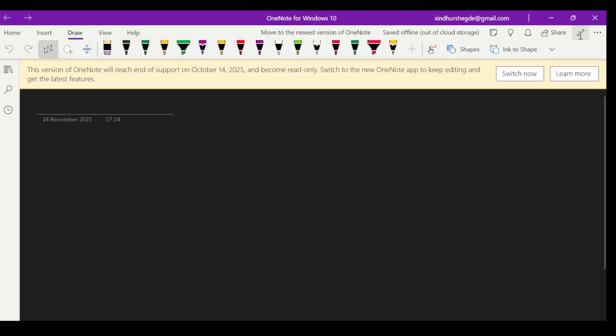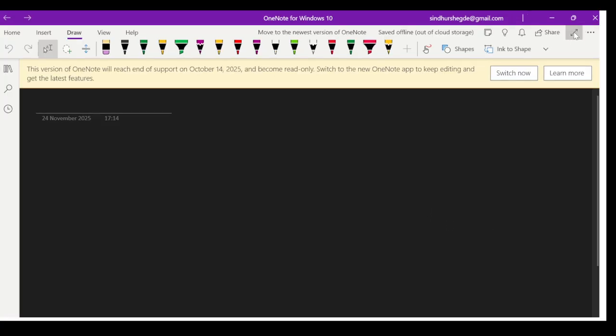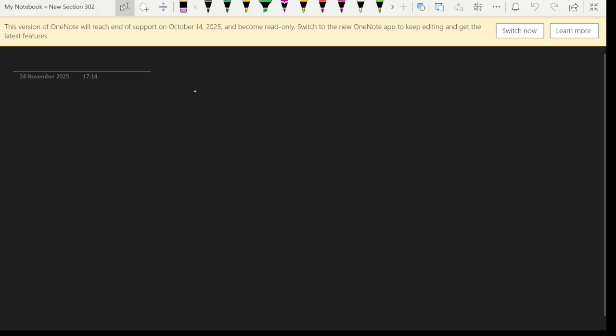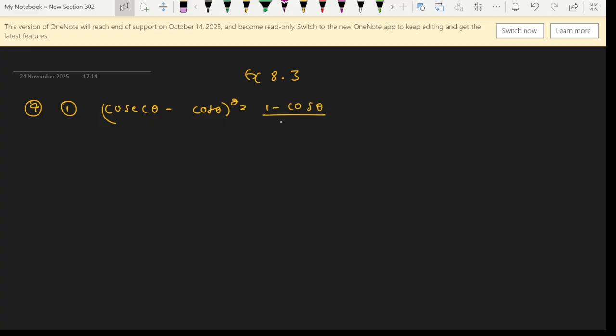So today we are going to discuss the problems related to exercise 8.3 from trigonometry, which is all about proving some important equations. The first problem from the fourth main: we have to prove that (cosecant theta minus cot theta) whole square is equal to (1 minus cos theta) divided by (1 plus cos theta). This is the fourth main first problem.